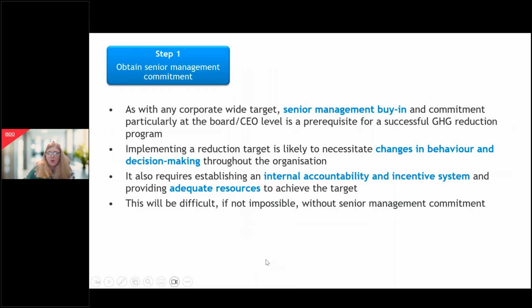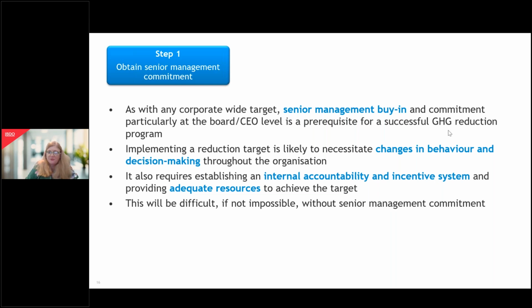So step 1, to obtain senior management commitment. We know that nothing happens in an organization without board and senior management support. We need the CEO to be across this. We need the CEO to support this. Incredibly important.